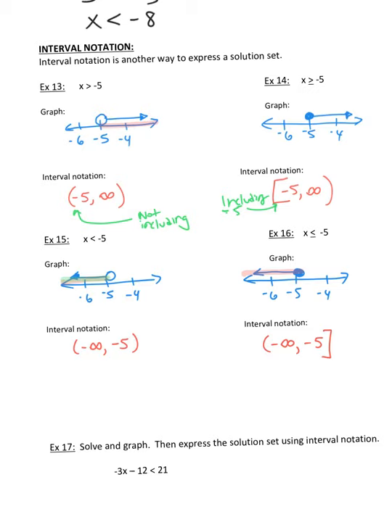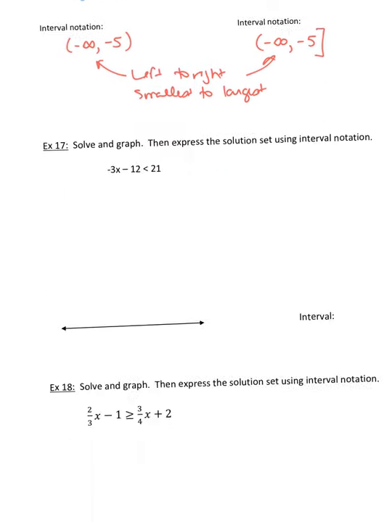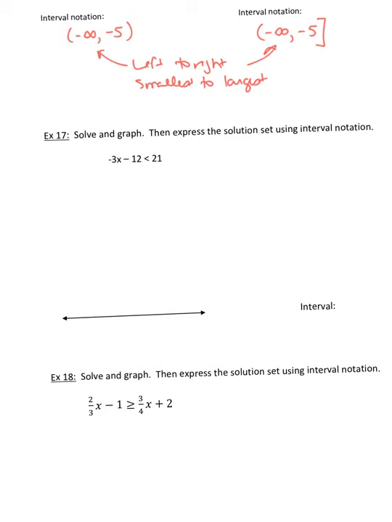And it must be in this order. You must go from left to right on these, right? From smallest to largest. So we'll look at one more where we're kind of putting it all together. Example 17 here, where we're going to solve, graph, and then express in interval notation.